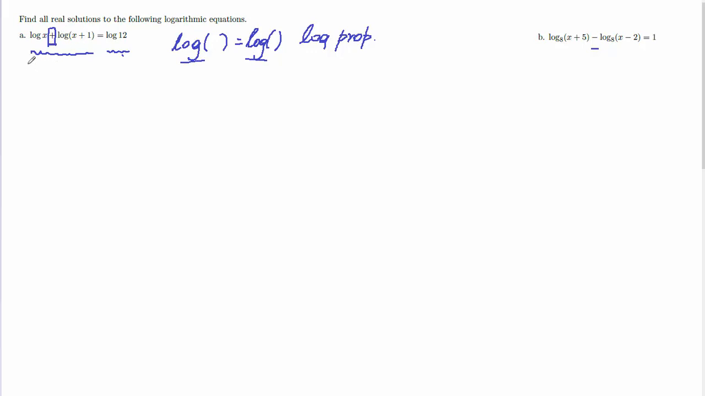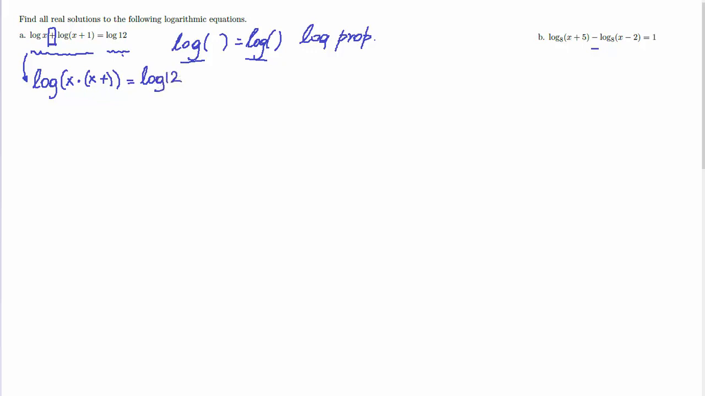In order to manage to do that, we can use the property of addition, of multiplication for the logarithms. That tells us that if I have the sum of two logs, then this is nothing else than the log of the product of the arguments. So I have x times x plus 1, and this is equal to the log of 12.